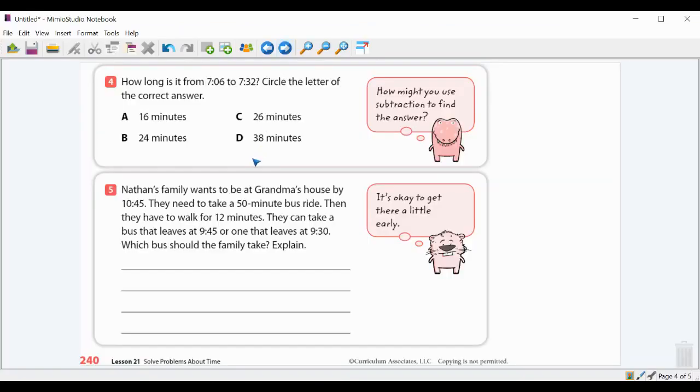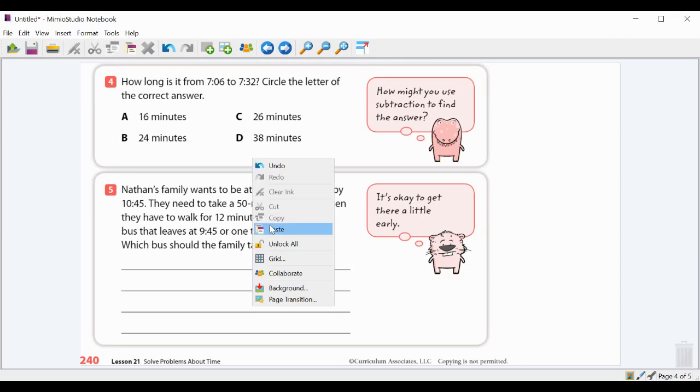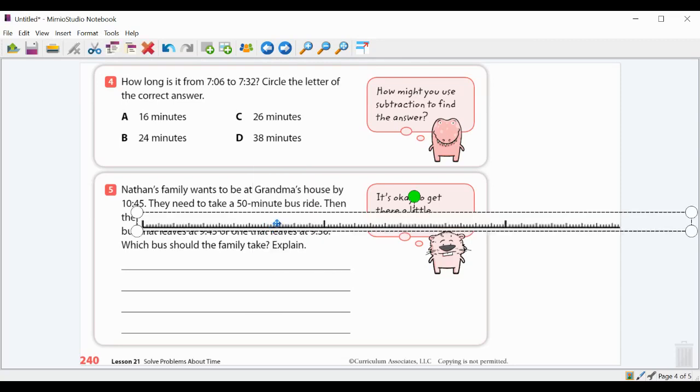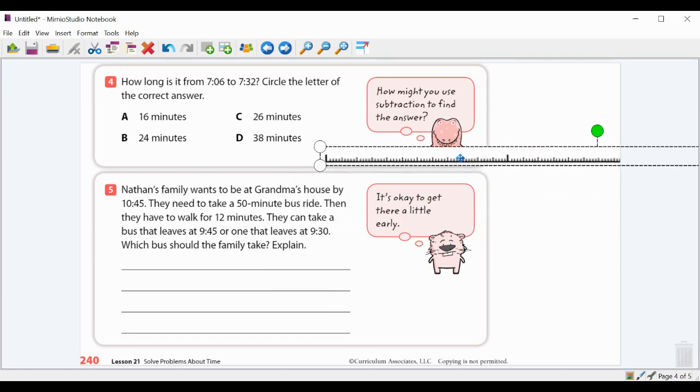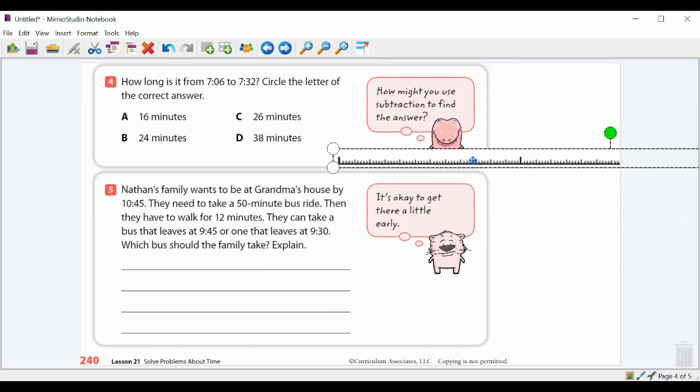Question 4. How long is it from 7:06 to 7:32? Circle the letter of the correct answer. All right, so we're going to start at 7:06. So looking at my little number line here, 7:05, 7:06 will be right here.